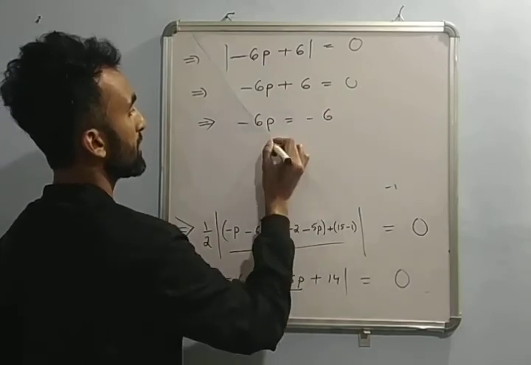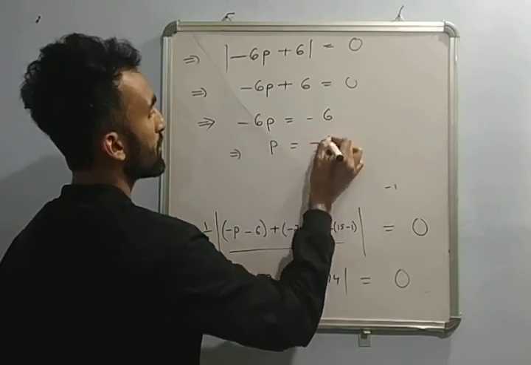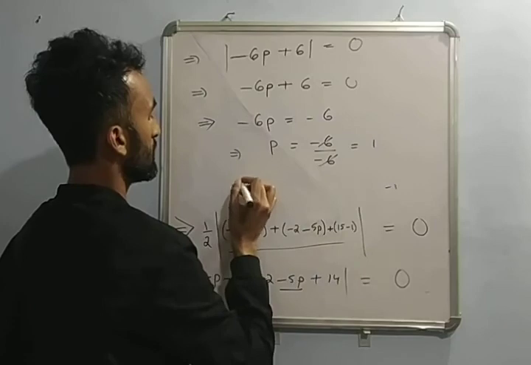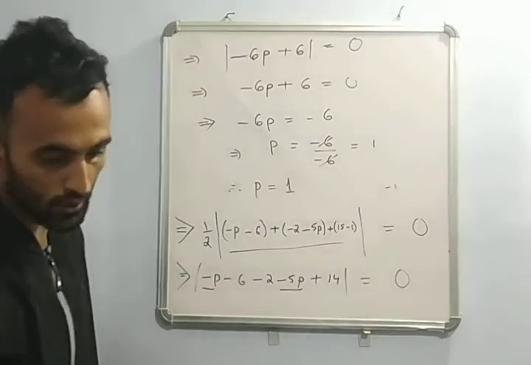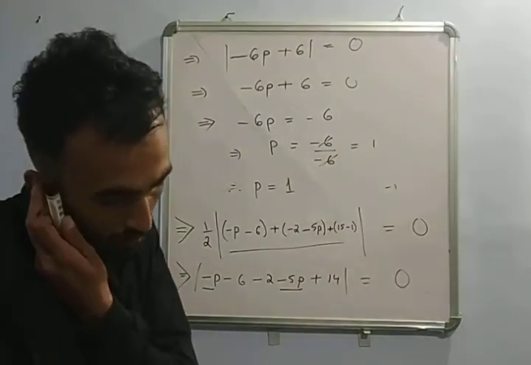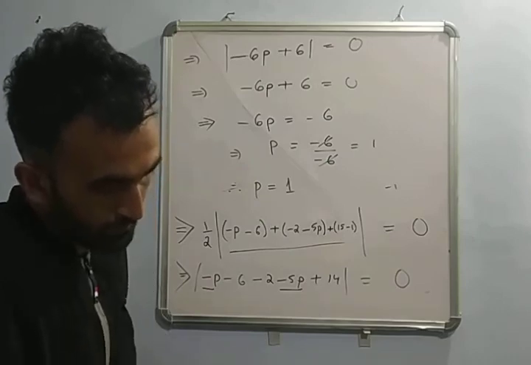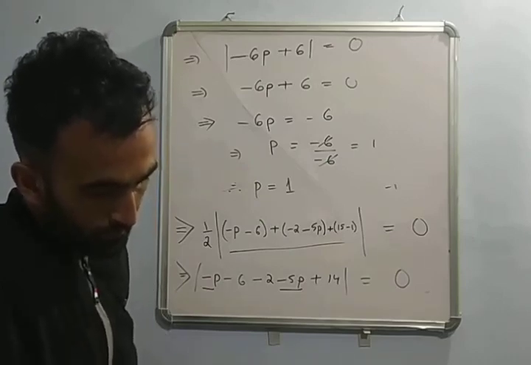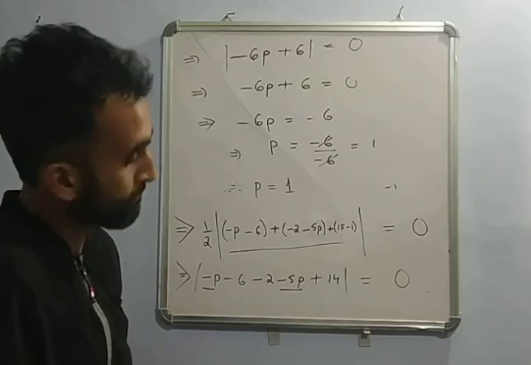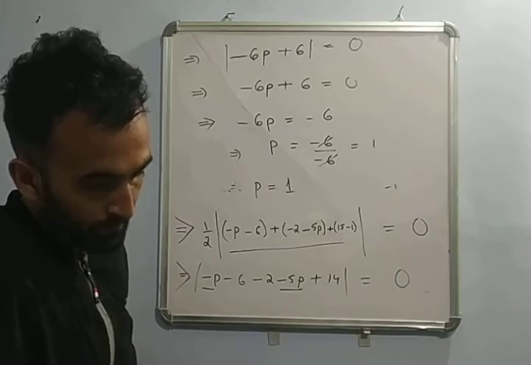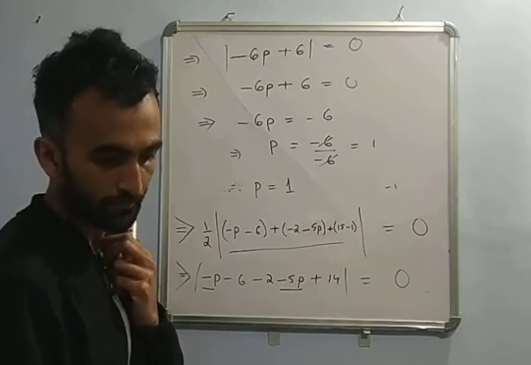Plus 6 goes that side. And P becomes equal to minus 6 by minus 6, which is equal to 1. Therefore, P is equal to positive 1. P is 1. So this is how you have to solve. Alright then.